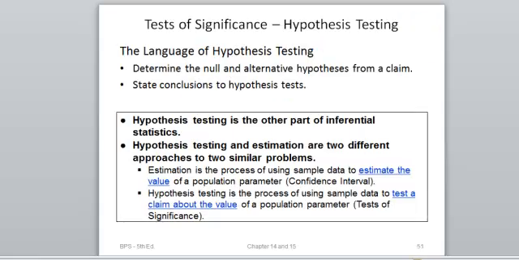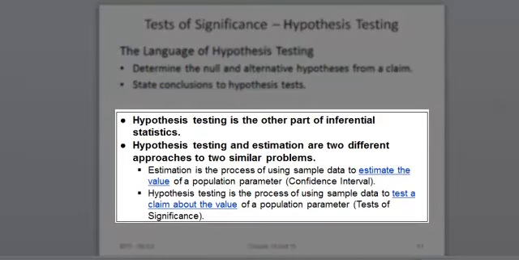Now it's time to begin testing our parameter value. So we're going to start talking about tests of significance, hypothesis testing. And the first thing we have to do is learn a little bit of vocabulary. We need to determine the null and alternative hypothesis from a claim and state conclusions to the hypothesis test. Now, hypothesis testing is just another part of inferential statistics.